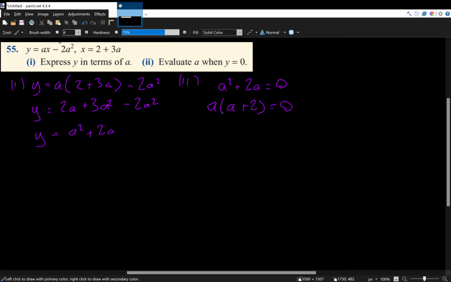And now we've got two things we multiply together equaling 0, which means one of them must be equal to 0. So a is equal to 0, or a plus 2 is equal to 0, which means at the very end we get a equals 0, and a equals minus 2. And that is that.